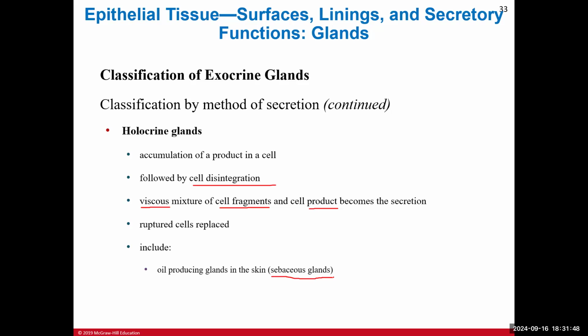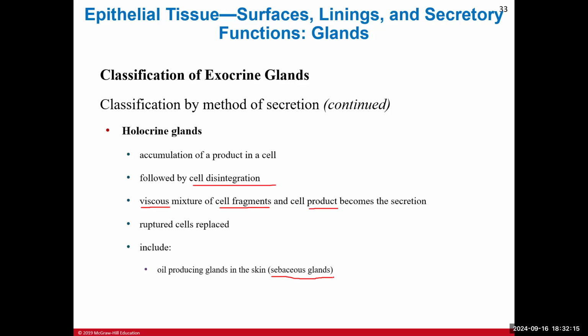Most people will just wipe a paper towel on their face, look at the paper towel, and say, oh, that's just oil and grease. It's called sebum, and the reason is that it's a thicker type of secretion because of everything in it: the cell product, whatever the cell was making, and also, because the cell decided to blow itself up, cell fragments that are involved in the secretion.